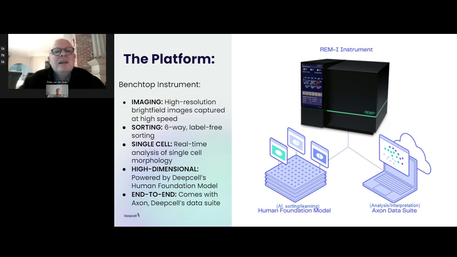What you're doing with the REM-I instrument is imaging of cells. The machine has the capability of sorting 6 different wells with particular cells that it can recognize after you have trained the machine. You can do real-time analysis on these single cells for which you have identified the morphological differences. It's pretty much an end-to-end system, which comes with a data suite. Your learning model is in there, and you can upload your samples and analyze them.